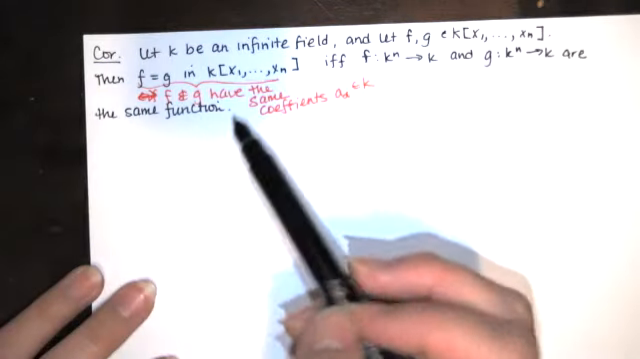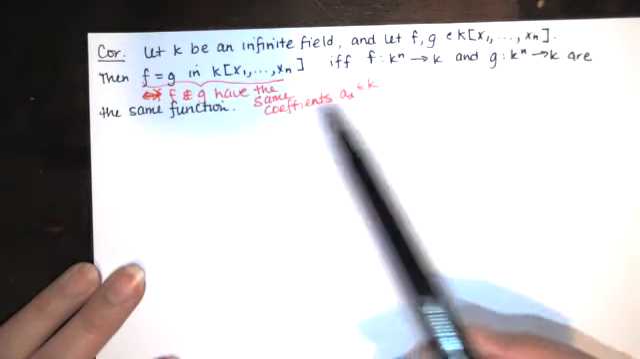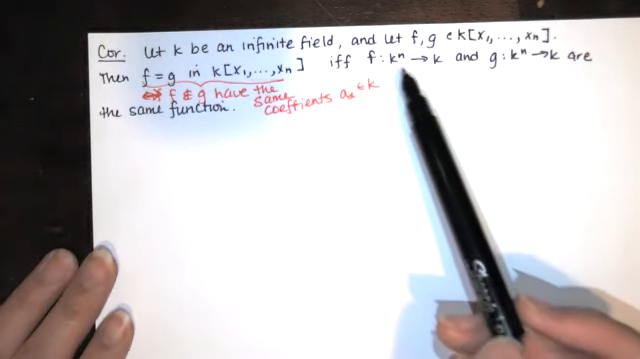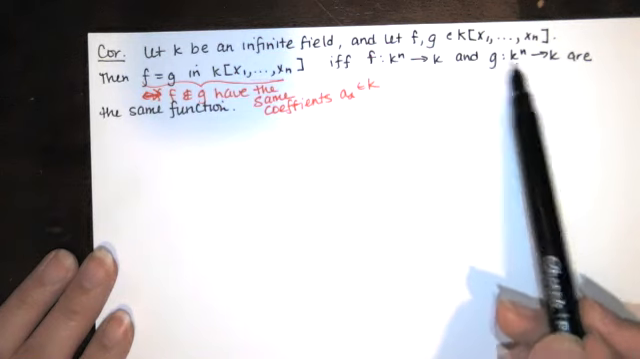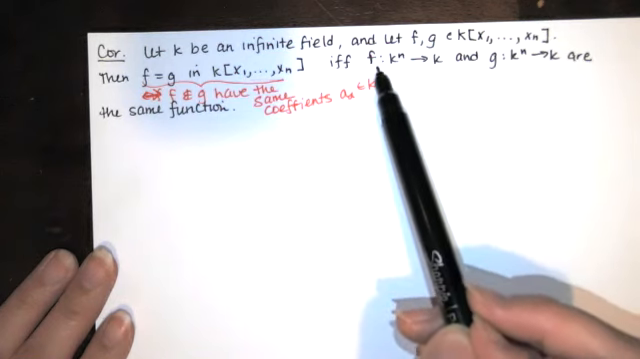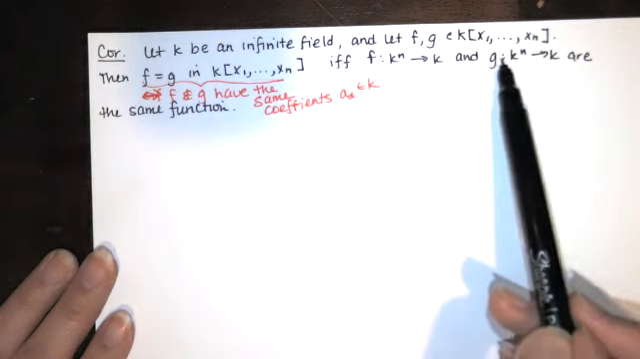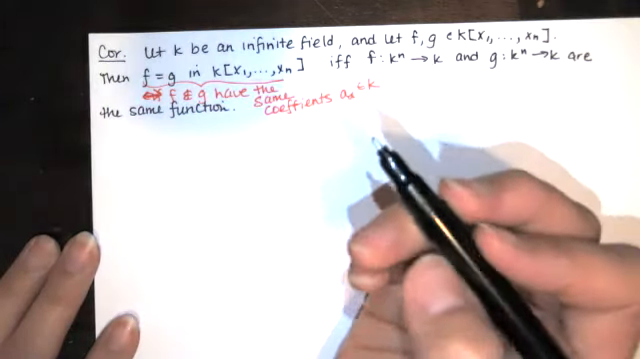But this is just saying that if two polynomials have the same coefficients, then the functions are the same function. Every n-tuple that you plug into this function and every n-tuple that you plug into this function will give you exactly the same value. F of a in this set and g of a in that set are going to be equal to each other. And this is just a natural implication of what we just said with that last proposition.